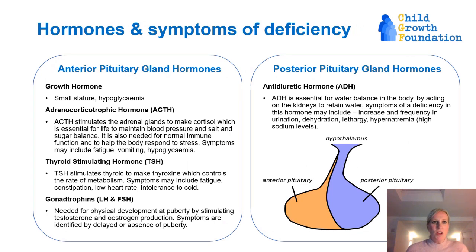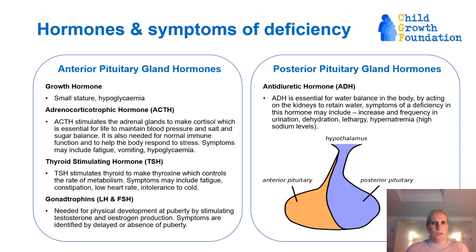So now I'm going to describe the hormones and what the symptoms would be of a deficiency in those hormones. The diagram on the right is just a quick picture of the pituitary gland, and it shows the anterior pituitary gland and the posterior pituitary gland. That's because the hormones are produced in different areas. The ones on the left are the ones that are produced in the anterior pituitary gland.